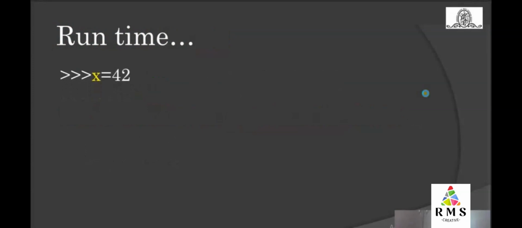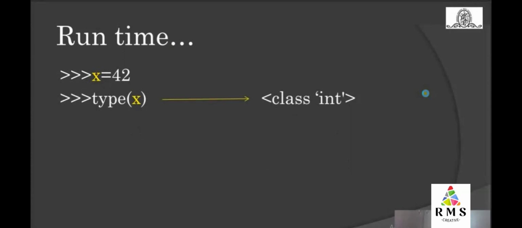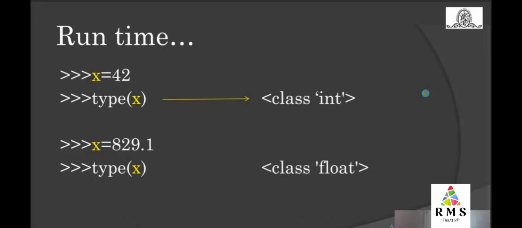So, if we are writing x is equal to 42, which is a whole number, and we are writing type of x, that is, we are using the function type. We know the type function will return the type of that particular variable. So, over here, type of x will return class integer. Next, x is equal to 829.1. Its type is float. So it will be displayed in this way. This will be the output produced.